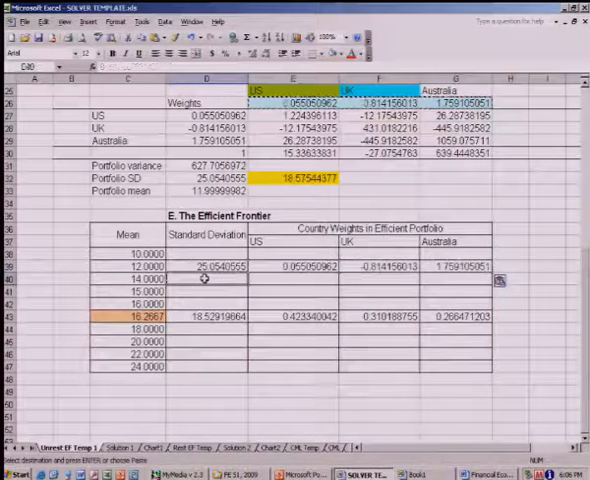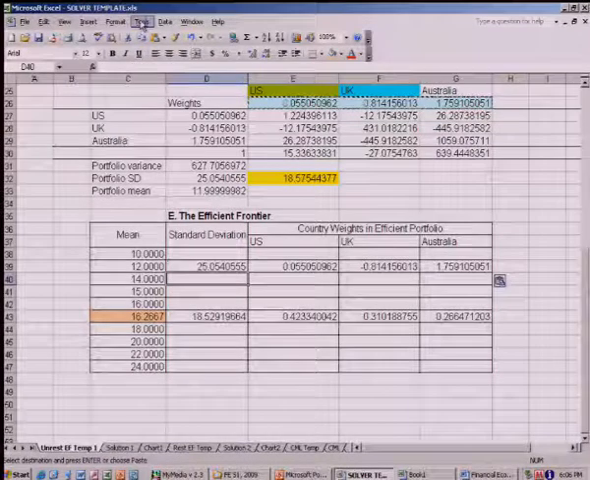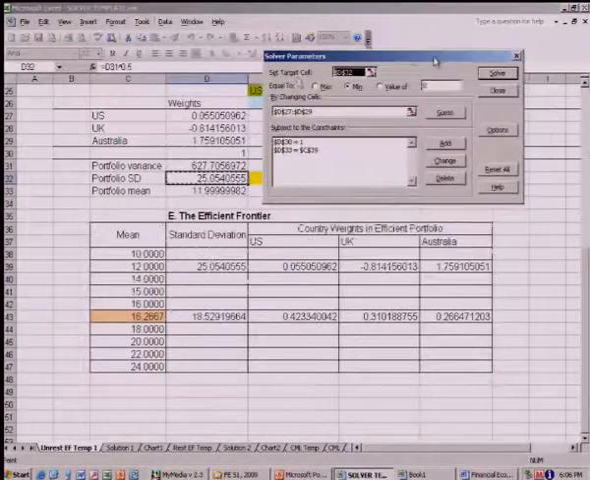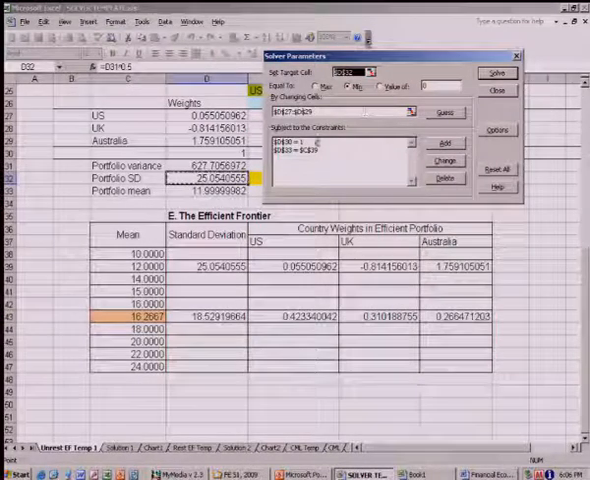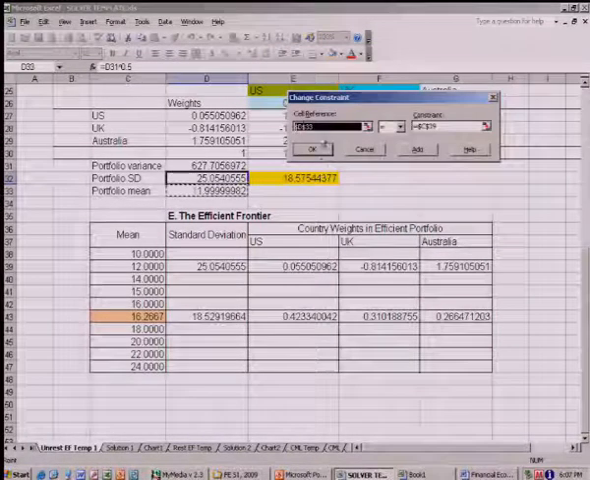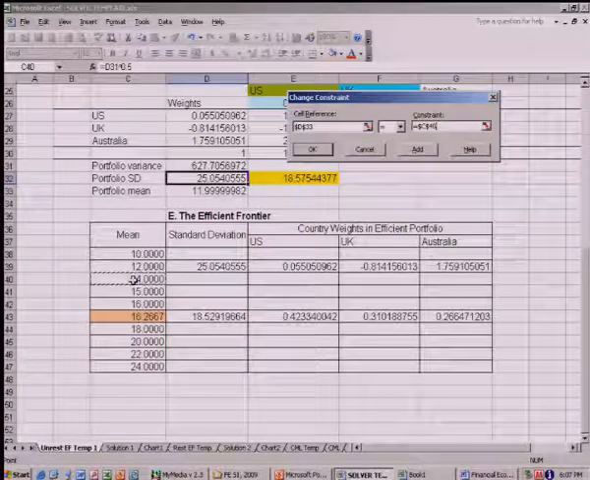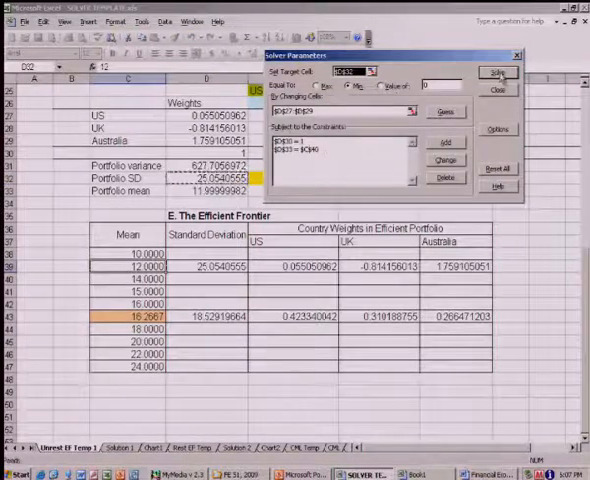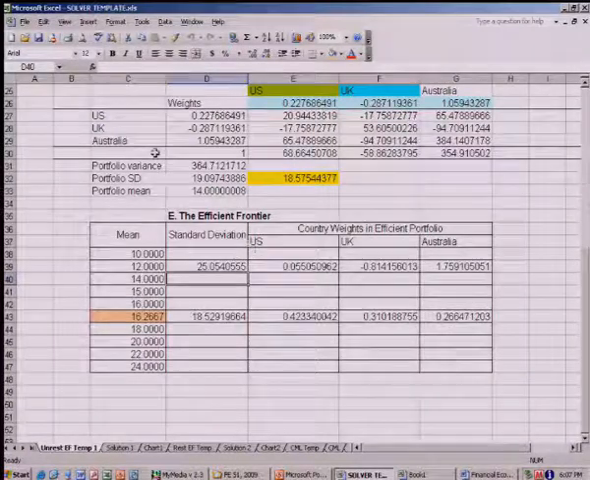The next one I perhaps want to do now is to achieve the target return of 14%. So I'll go back to my Tools menu, go back to the Solver. Again, I'm not going to change my target cell, and I'm not going to change the changing cells here. All I want to change is this constraint. So I want my portfolio mean to be equal to the target of 14%. So I make a reference to that particular cell, click on OK, and then click on Solve. And then click on keeping the Solver solution.